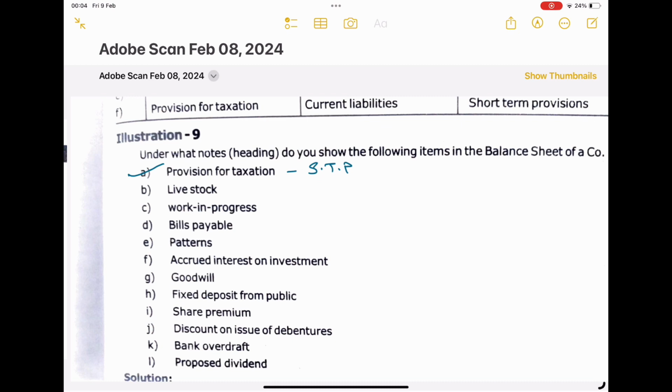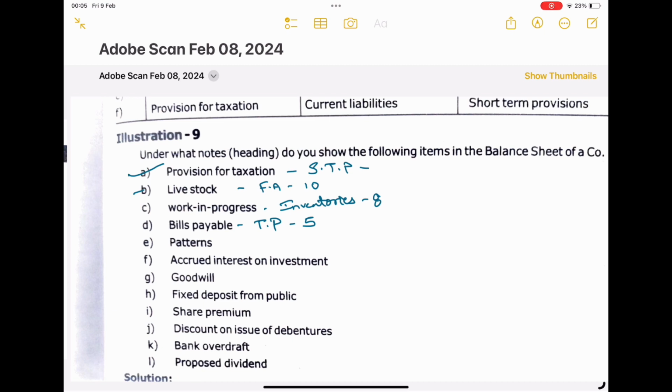Next, livestock will be considered as fixed assets under note 10. For this, no note for the first one. Next, work in progress, as in the previous problem we have discussed. Inventories. Okay, inventories we are going to write in note 9 or note 8. Okay, bills payable, nothing but trade payables, we'll write it in note 5.